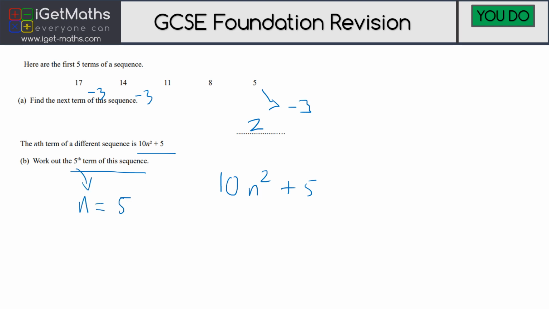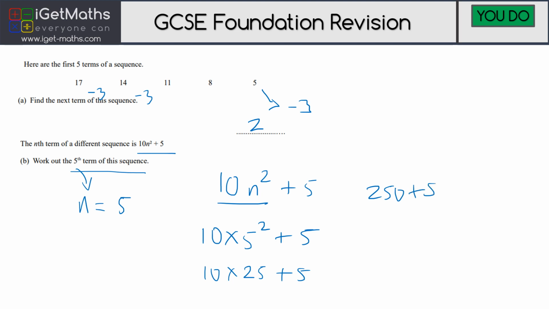So 10n in maths means 10 times. So we've got 10 times 5 squared plus 5. And remember, you need to follow BIDMAS or BODMAS, whichever one you prefer to use. We've got 5 squared, which is 25. And then we've got 10 times 25 plus 5. 10 times 25 is 250. So then we've got 250 plus 5, which gives us 255. And you're done.